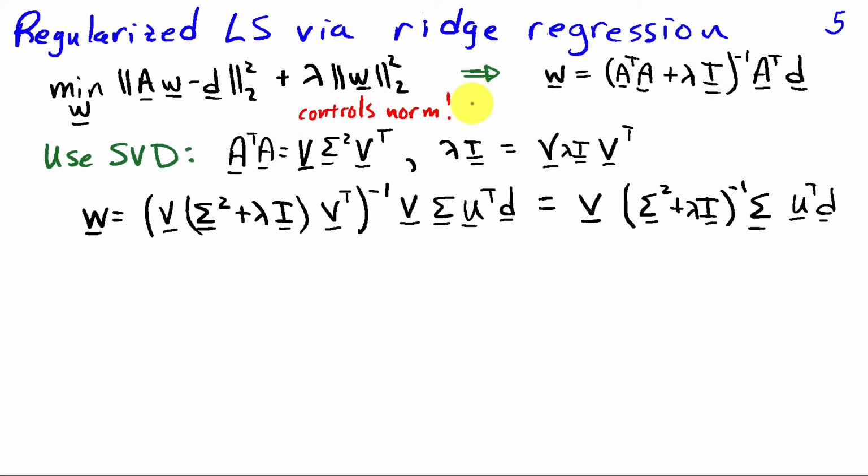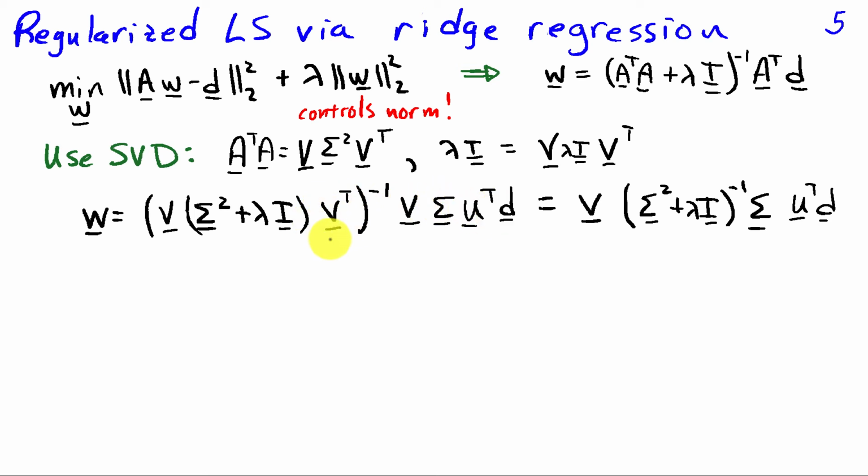So if we let A be U sigma V transpose, then A transpose A is V sigma squared V transpose, and I can write lambda times the identity as V lambda times the identity V transpose, because V transpose V is the identity. Taking advantage of these two definitions, I can rewrite my expression for W as V, the quantity sigma squared plus lambda I, V transpose, inverted, times V sigma U transpose D.